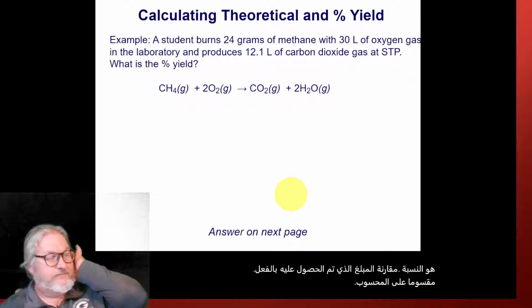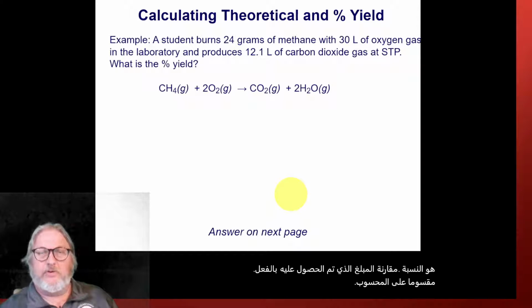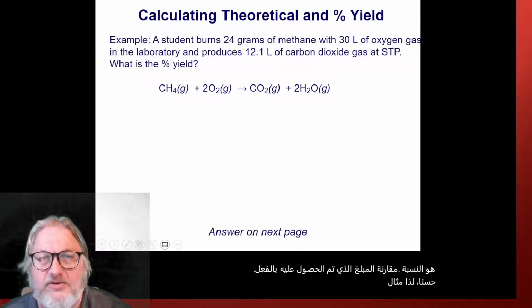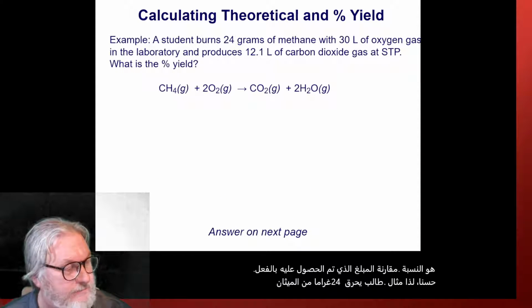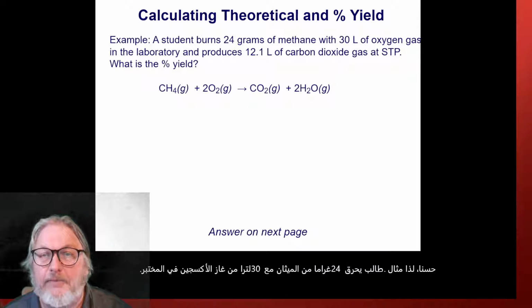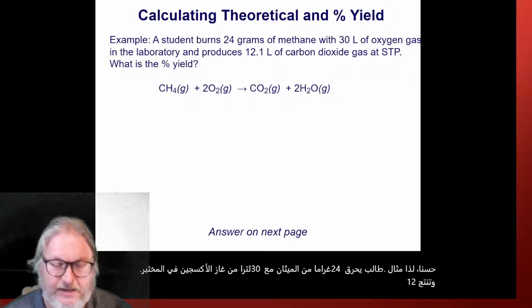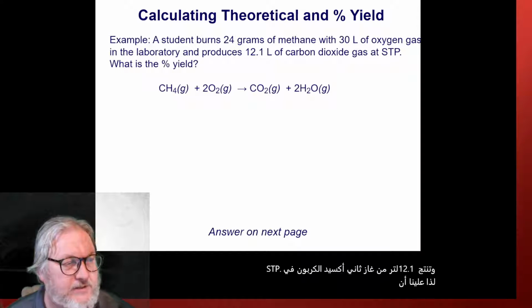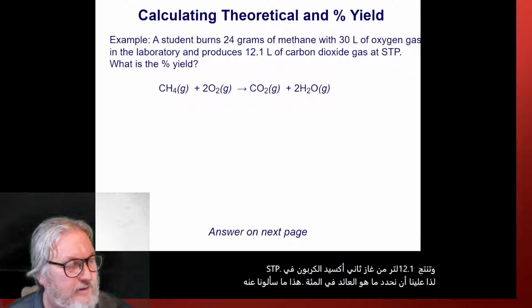All right, so an example. A student burns 24 grams of methane with 30 liters of oxygen gas in the laboratory, and produces 12.1 liters of carbon dioxide gas at STP. So we've got to determine the percent yield. That's what they asked us. So let's see how they did it.